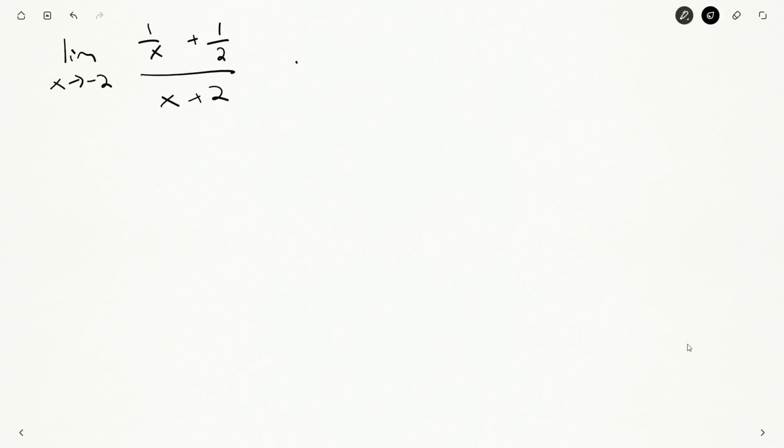I think it might be best, just because I'm seeing an x here and a 2 here, to get a nice, neat common denominator. So we're just going to rewrite the top ever so slightly. 2 over 2x plus x over 2x. You'll notice that 2 over 2x is the same as 1 over x. And x over 2x is the same as 1/2.